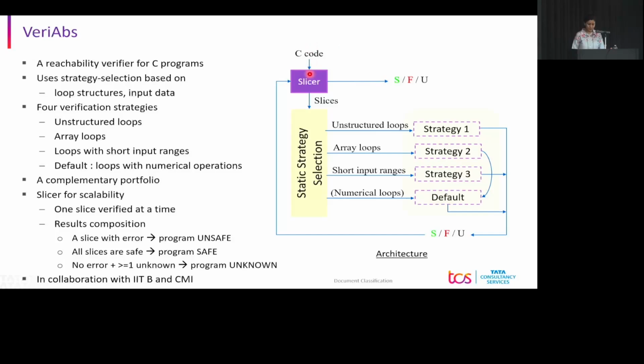And it also does slicing in the beginning. So if a program can be sliced, then slices are generated, and this whole strategy is applied on every slice of the program. And then it generates a result for every slice. If we find a slice with an error, then we know that the program is unsafe because of the type of slicing that it uses. And if all slices are safe, then the program is safe. But if any one slice generates an unknown, then we don't know what it is.